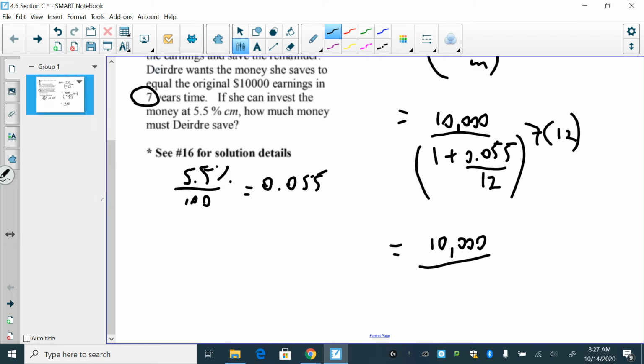Work out the inside. So I've got 0.055 divided by 12 plus 1. So that part gives me 1.00458. That's all I'm going to write out. And then I'm going to do 7 times 12, which is the exponent part, right? This part right here. So 84.